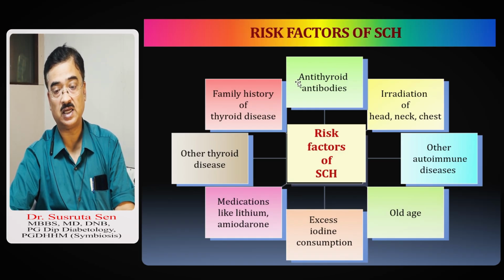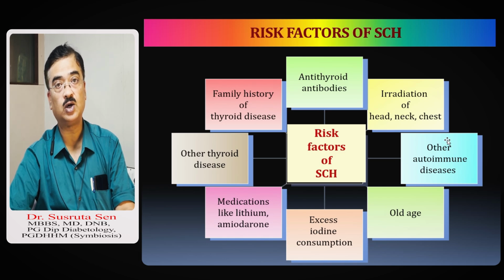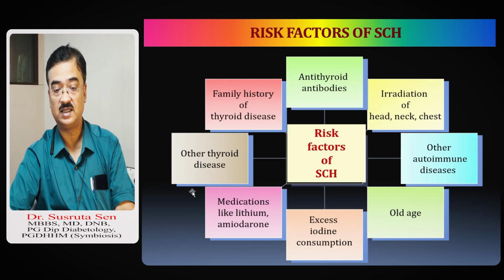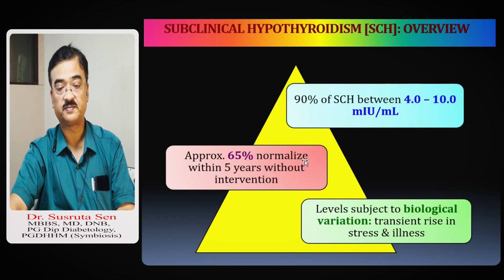Now, what are the risk factors? Risk factors of subclinical hypothyroidism are the presence of autothyroid antibodies, sometimes a history of radiation around the head, neck, or chest, sometimes other autoimmune diseases, particularly when a patient is going into old age, and excess iodine consumption, which is also very difficult. Excess iodine can lead to iodine constipation, and that can hamper thyroid hormone formation also. Again, drugs like lithium or amiodarone, other thyroid diseases, and particularly subclinical hypothyroidism runs in families like type 2 diabetes mellitus. So there is an importance of family history as well.